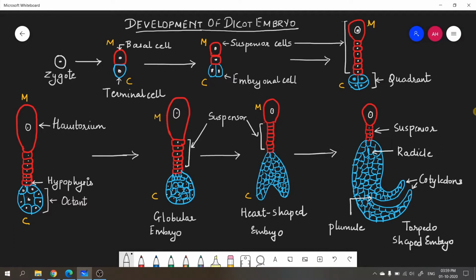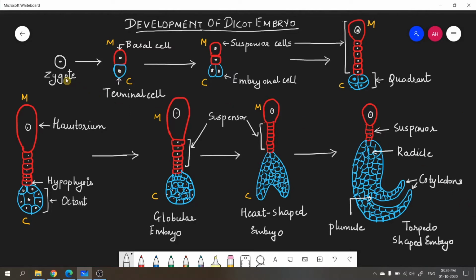So let us understand development of dicot embryo. I have shown a diagram here which shows various stages that are involved in development of an embryo, and here I am specifically talking about a dicotyledonous embryo. As we all know, in a dicot embryo there are two cotyledons present. So we are going to see dicot embryo first, and then I will move to the monocot embryo.